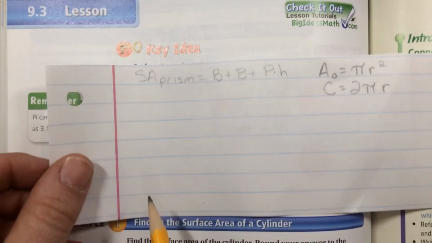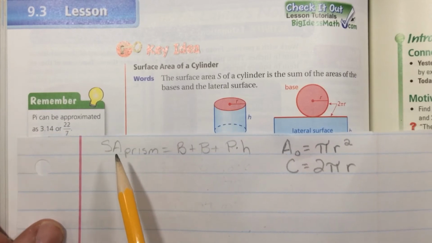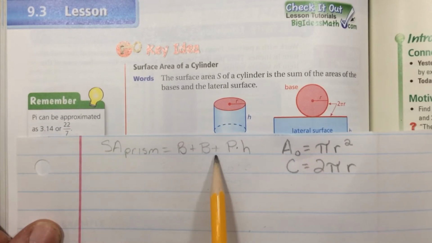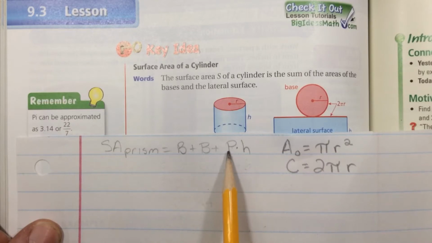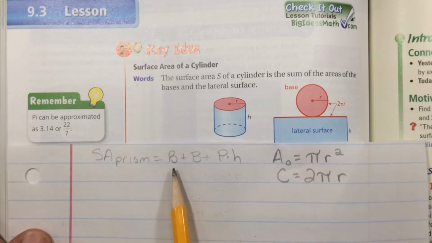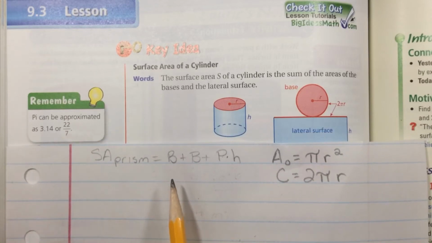So here we go. We can use our prism formula. The surface area of a prism was the base plus the base, those are the area of the bases, plus the perimeter of the base times the height. Now, we do have to remember we're dealing with circles.